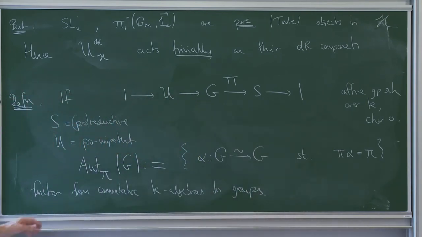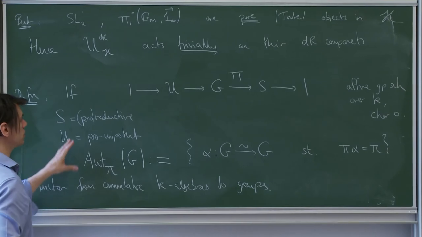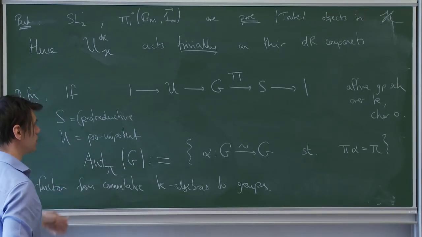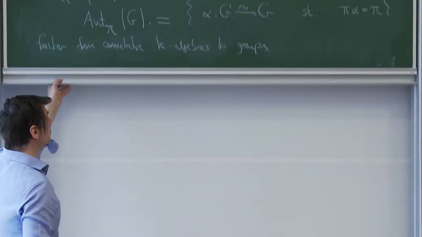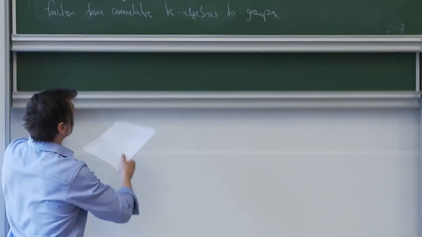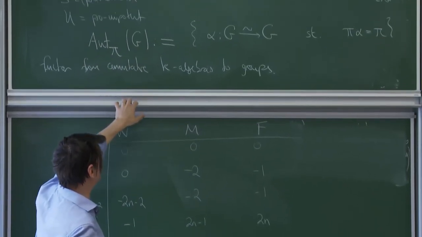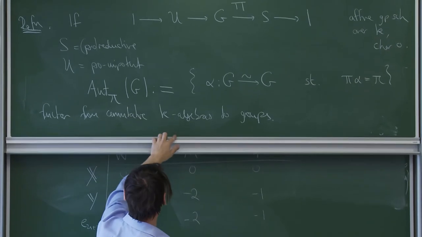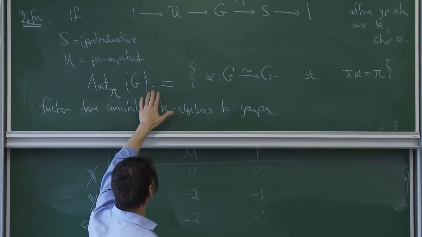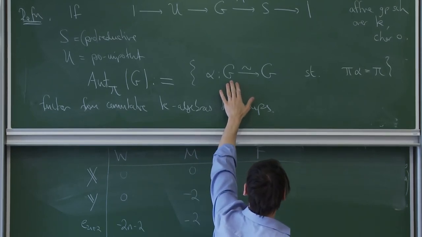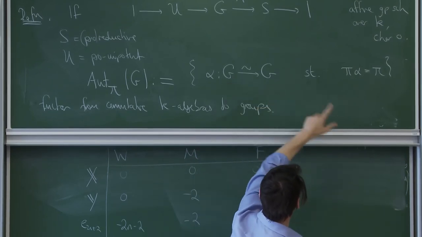And one has to be careful here, it's not the case, in general, if you take a group scheme, its automorphisms is not a group scheme. But there are conditions under which it is a representable functor. In this case, it's going to be representable, so that's not a problem. But I don't want to go into that, so I'll just say that this is a functor from commutative K algebras. So given a commutative K algebra R, the automorphisms over R are the isomorphisms of the R points of G to itself, which commute with this projection.